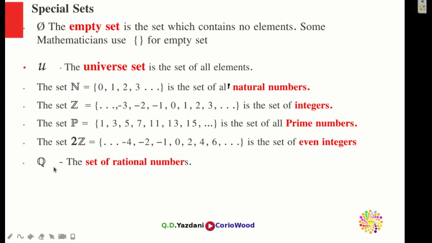Okay, so what about the Q? Because we haven't seen the Q before, as a set of rational numbers. And what is a rational number? A rational number is a number that can be written in the form of a fraction of two integers. So we have an integer here, and we have a fraction.